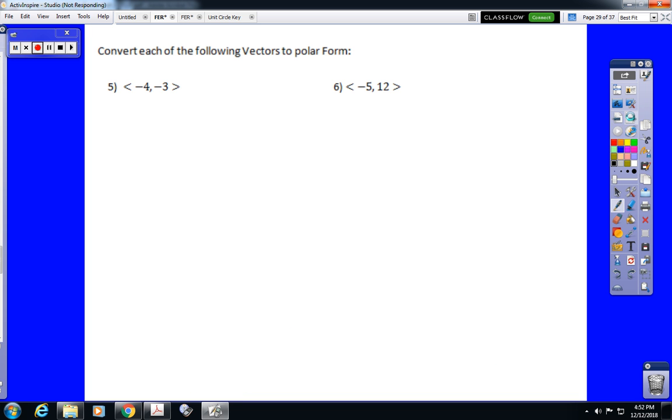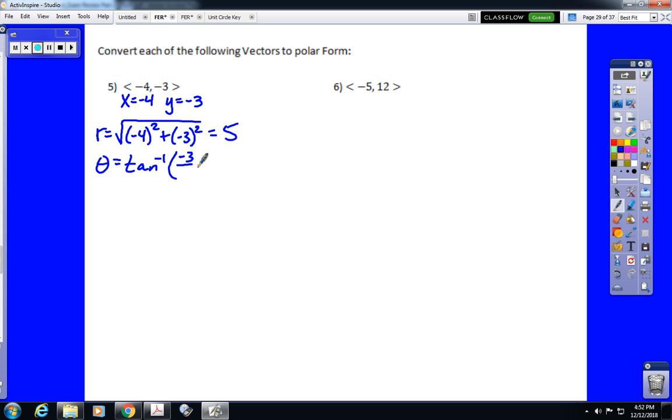Okay, so here there's only two more, I guess. All right. So number 5, x is -4, y is -3. So r is the square root of x squared plus y squared. That would be 16 plus 9 to 25. Square root of 25 is 5. Theta is the inverse tangent of y over x. Feed the calculator. That is 36.87 degrees. So we'd say 5 at 36.87 degrees.